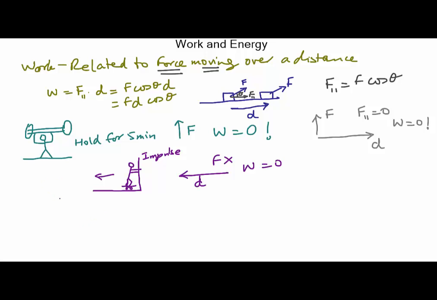Okay, so that hopefully gives you an appreciation for how work in physics is different from how we use it in common language. Now let's understand a little bit more about work. I want to see what its units would be. So work would be F D cosine theta.